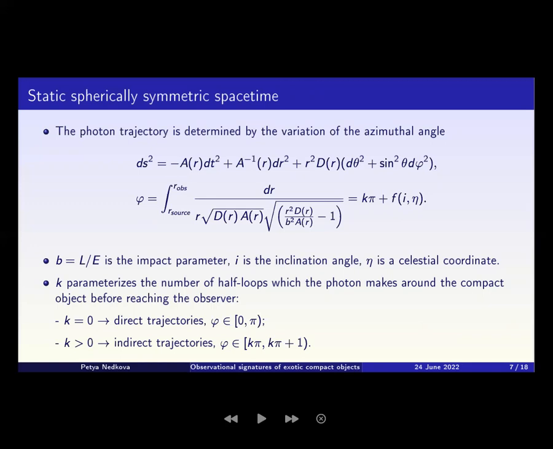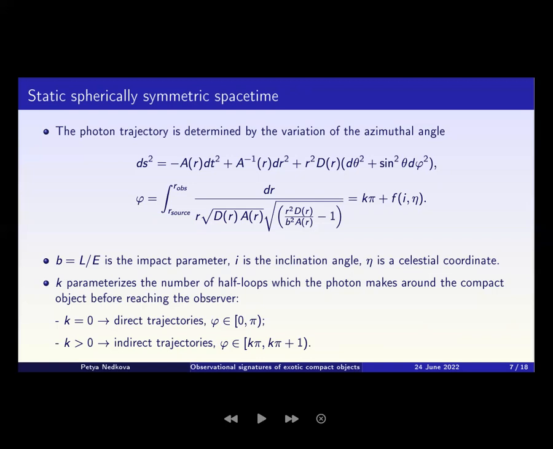And this is because when we have a spherically symmetric space-time, the photon motion reduces to a one-dimensional problem. So we need to solve one integral which shows how the azimuthal angle varies with respect to the radial distance, or to calculate the so-called deflection angle. So this determines the trajectory completely.